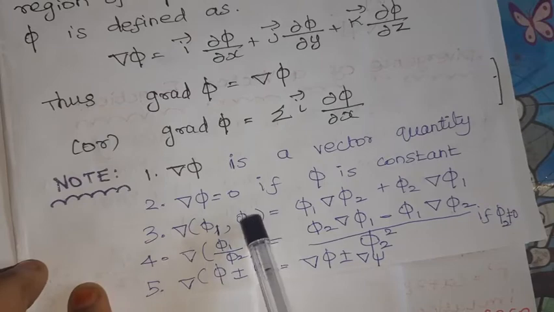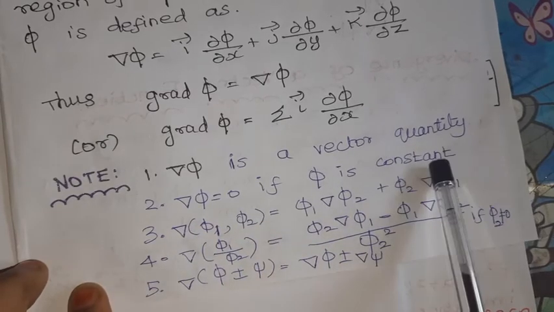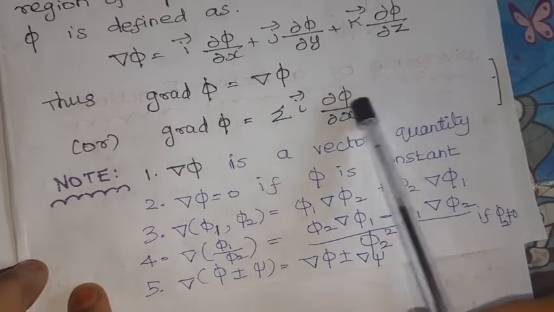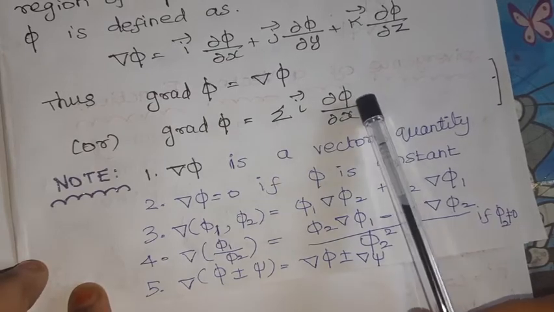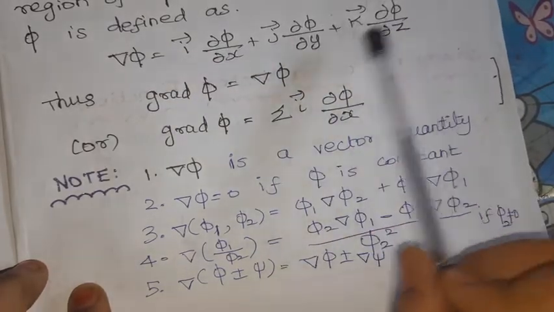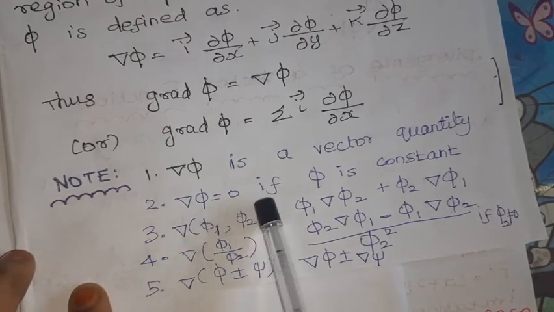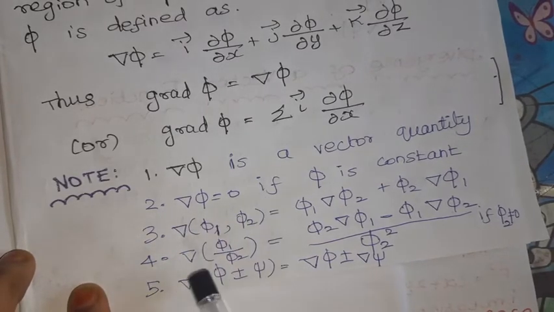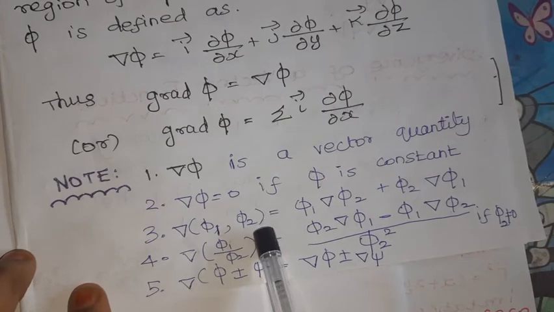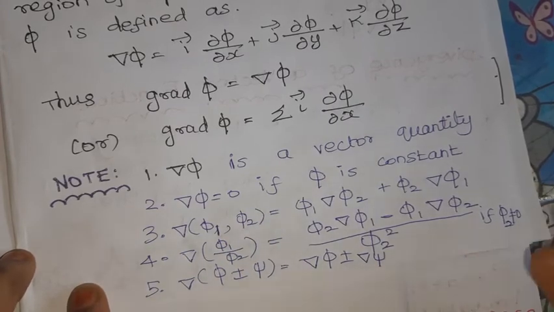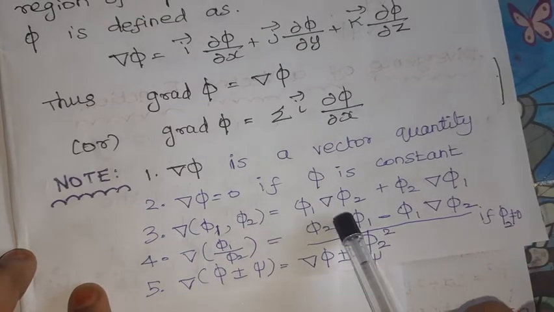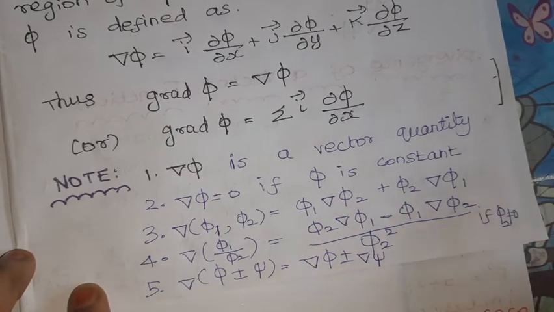Del phi equal to 0 means, if phi is a constant, when we differentiate it, we will get 0. So, if phi is a constant, then automatically del phi is equal to 0. Then third one, del of phi 1 phi 2 is nothing but the differentiation of uv format: phi 1 into del phi 2 plus phi 2 into del phi 1.